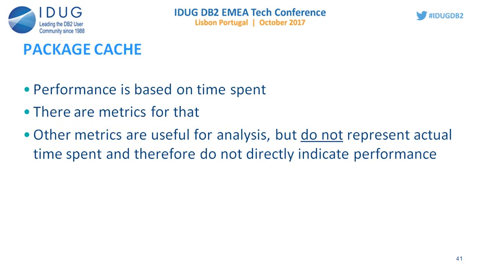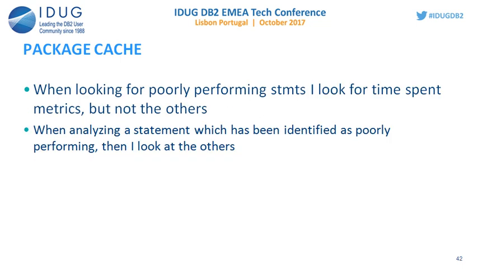Performance is based on time spent. So we have metrics on time spent. Other metrics are good for analysis, but don't represent actual time. And therefore, for identifying candidates, they'll actually give you probably more false positives than real ones. So to identify ones, I look at time spent metrics.